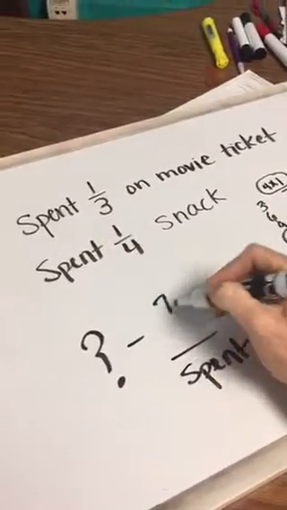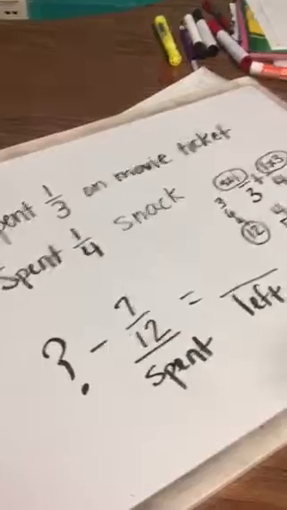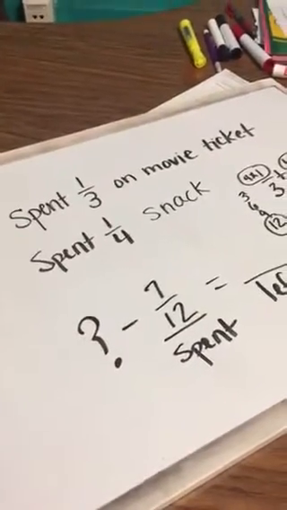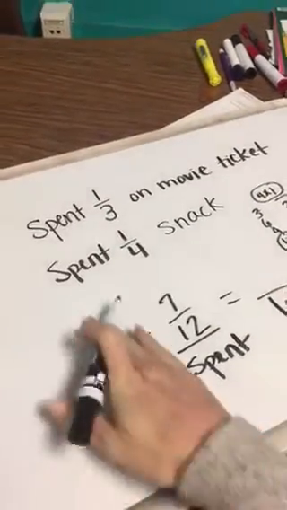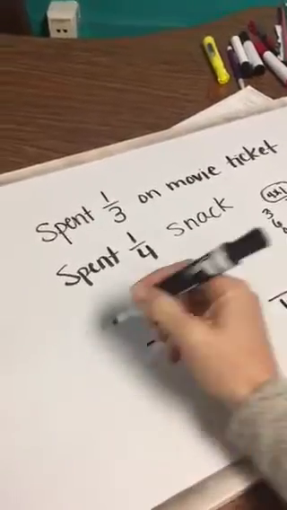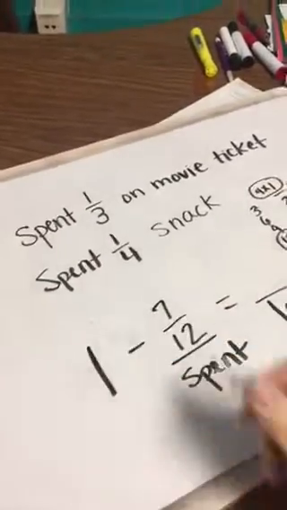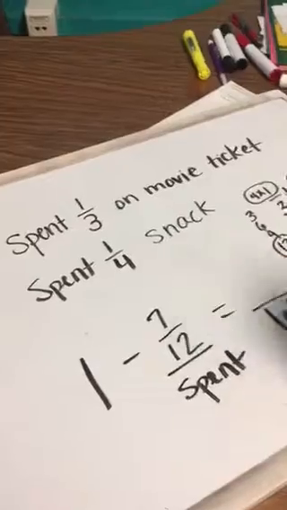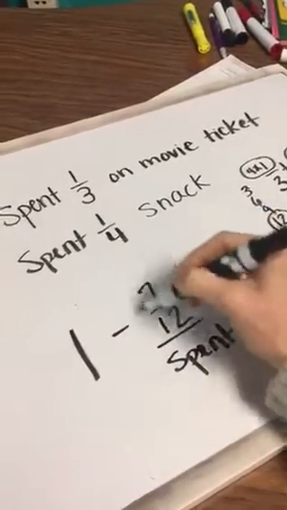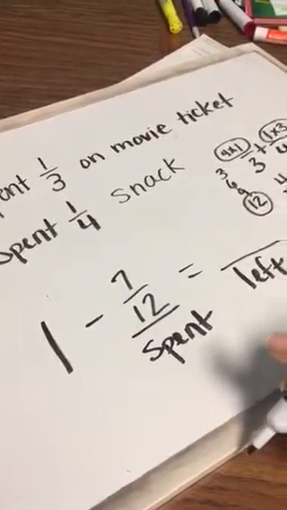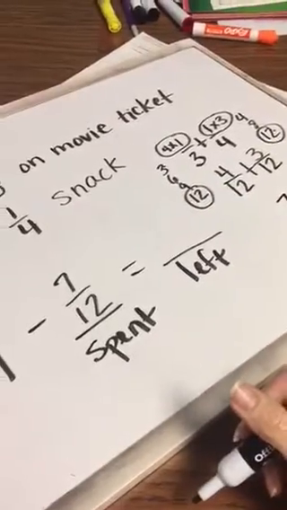Okay, so let's go back up here. So he spent 7 12ths. Awesome. Well, whatever his total was obviously the whole. So whatever he had, all of his money, minus the 7 12ths of his money that he spent. The fraction of the money that he spent is going to tell us the fraction that he has left.